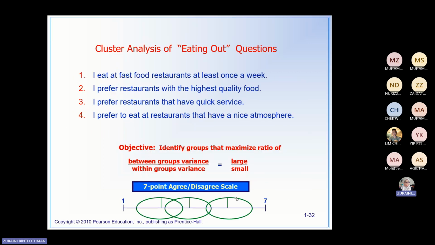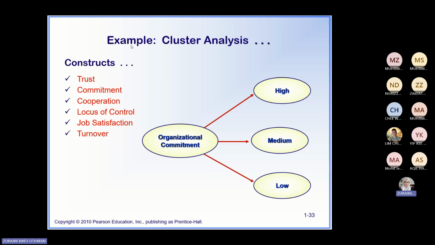Okay, so kat sini kita nak tahu to cluster whether this kind of group of people tu makan dekat luar seminggu sekali ke macam mana untuk eating out punya question. Okay. Kita nak tahu kumpulan-kumpulan mana kan. Kadang-kadang kalau macam contoh kita nak bina satu kedai dekat satu tempat, we have to know keliling tu macam mana corak populasi kat situ kan. That's the cluster analysis. Then another example of cluster analysis is constructs of trust, commitment, cooperation, local self-control and job satisfaction and turnover for organization commitment, whether it is high, medium or low.